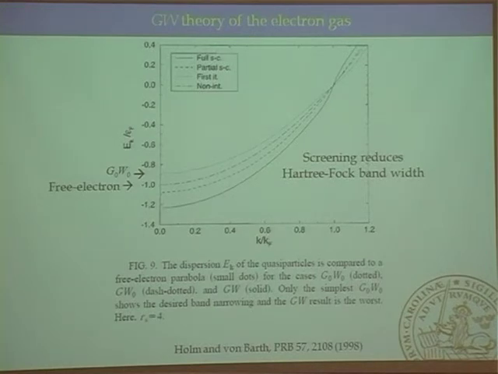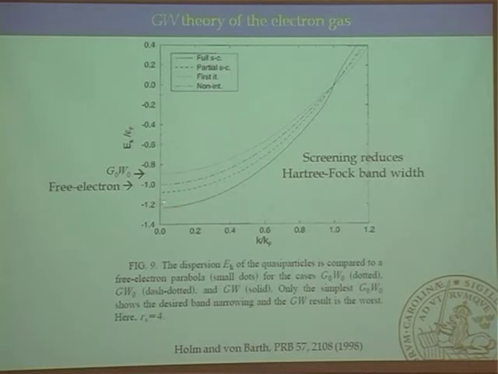It has been used to calculate the total energy. If you don't include interaction, then the free electron total energy is of course very wrong, so you should not compare that. But the interesting thing is that if you calculate the total energy with a self-consistent GW, you get a very good agreement with the Quantum Monte Carlo result.